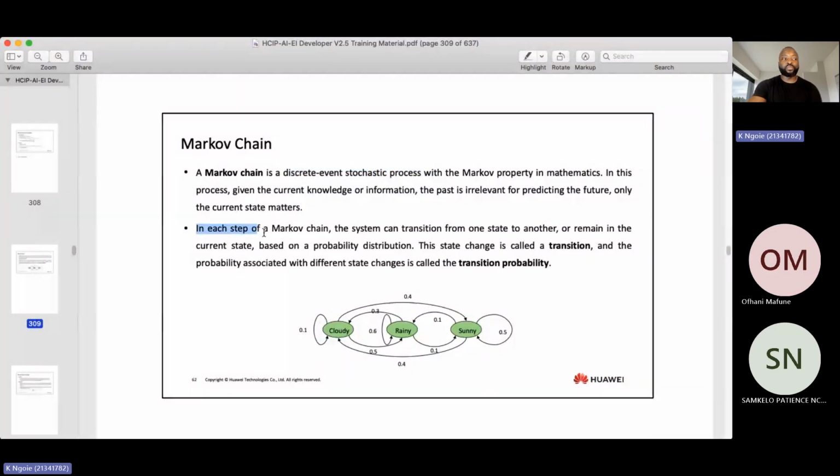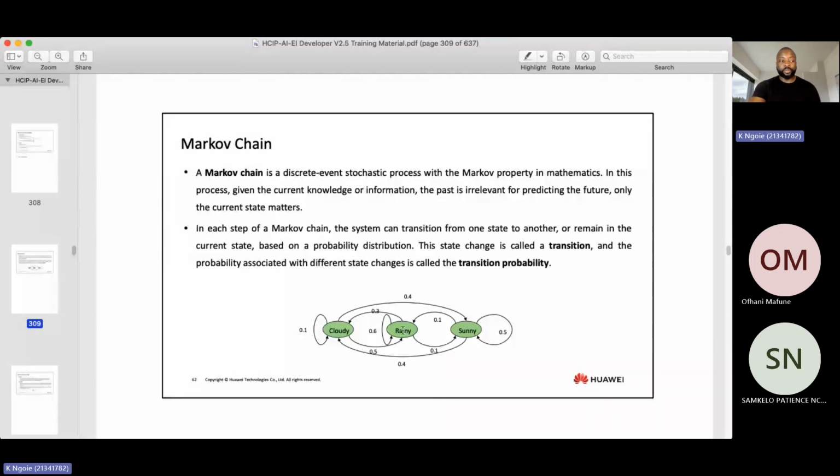At each step of a Markov chain, the system can transition from one state to another or remain in the current state. That's how we got the example there that you've seen in that video, where either the person goes to the tower or they go in another direction or they stay home. In this case, based on the probability distribution, the state change is called the transition. Let's say here it's a rainy day. What's the probability of the weather changing from rainy to sunny, or changing from rainy to cloudy, or remaining a rainy day?